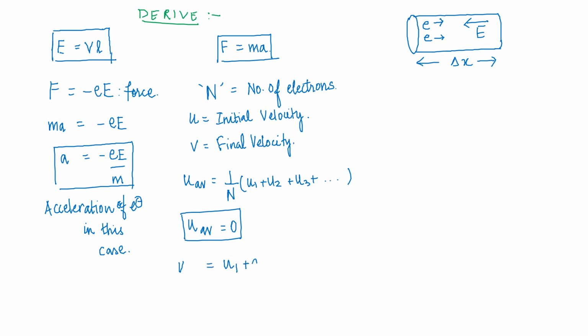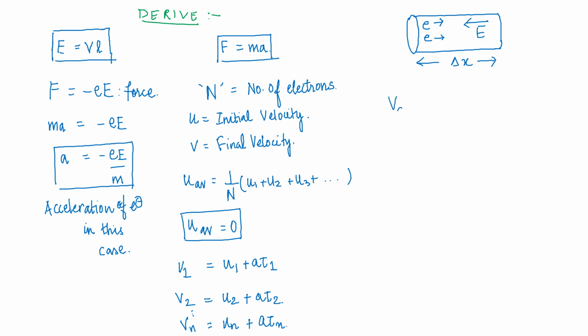U1 plus acceleration into tau 1, that is our relaxation time for one electron. Similarly, for the second electron it will be given as U2 plus A tau 2. Similarly, if we keep on going, for Vn it will be given as Un plus A tau n. Now we will try to find the average in this case.